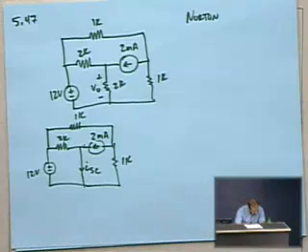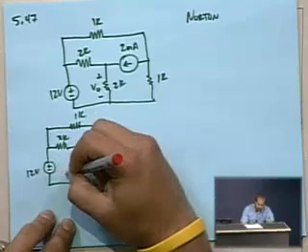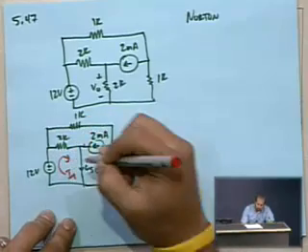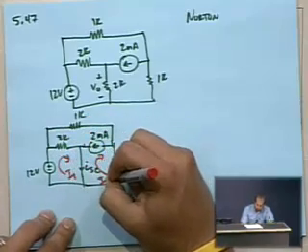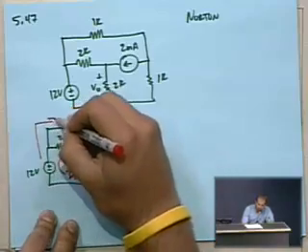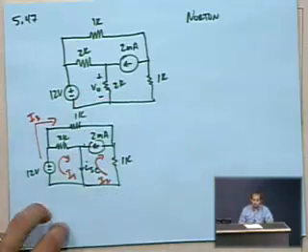So in the hope that I'm going to try to do this without doing a super mesh, because I really don't feel like doing one right now, let's see if we can do it this way and get a reasonable answer. Let's say we're going to send I1 around this way, we'll send I2 around this way, and we'll send I3 all the way around the outside of the circuit.